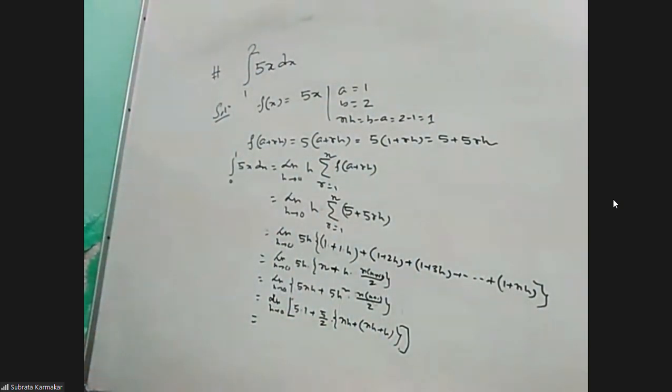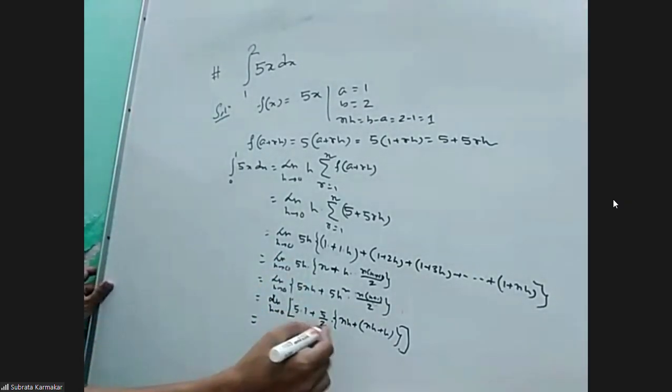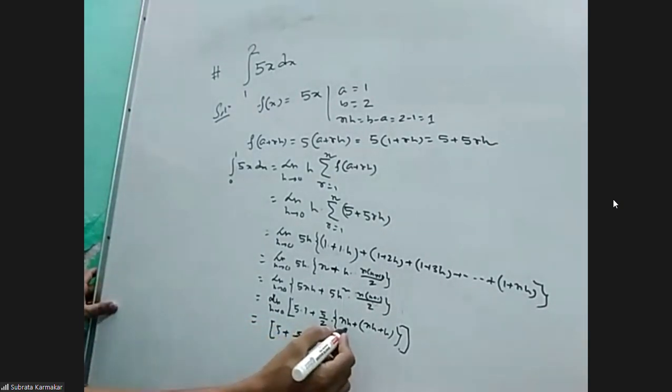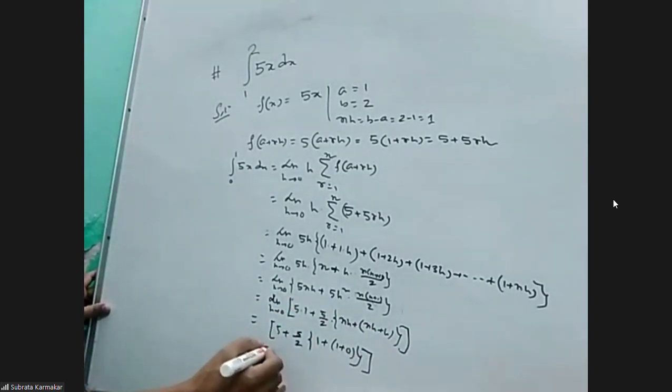If you split this one, and now if you calculate the first part, how will you get the answer? 5 plus 5 by 2, nh 1 plus 1 plus 0. Or the second time you can put first nh 1 and then 0. So after calculation you will get 5 by 2 plus, understood?